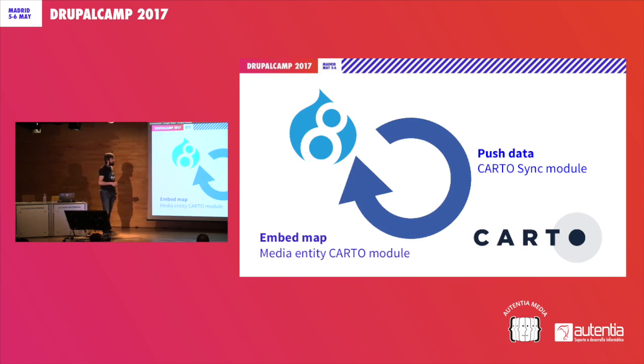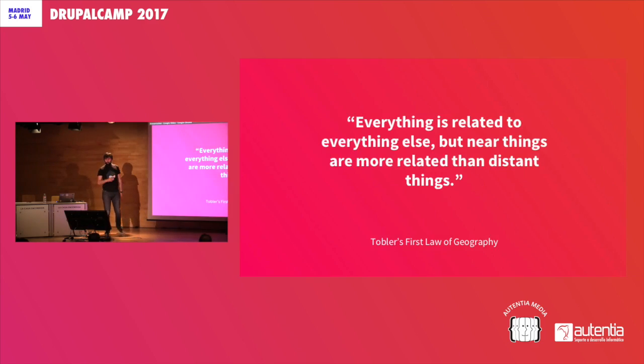So we have two modules here. We have the Carto sync module that pushes the data from Drupal to Carto, and the media embed entity Carto module that uses all the advantages of the Drupal 8 media entity APIs to embed and show all those maps from Carto. So I'm going to do some demo with videos. The idea is I imported in Drupal 8,000 nodes with all the cities from Spain, and I want to show them back in Drupal after integrating with Carto.